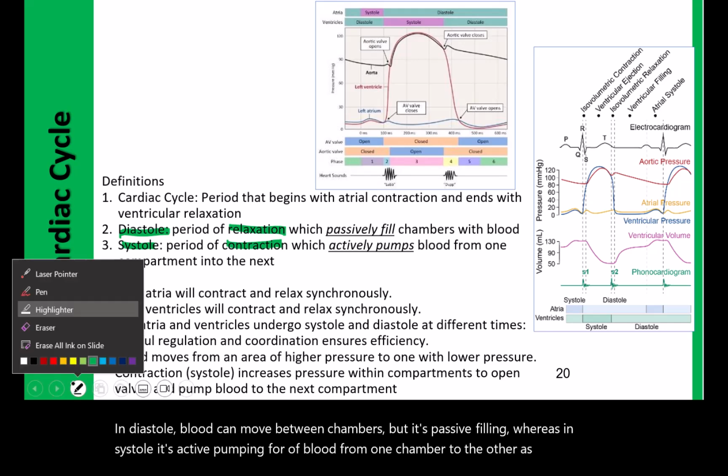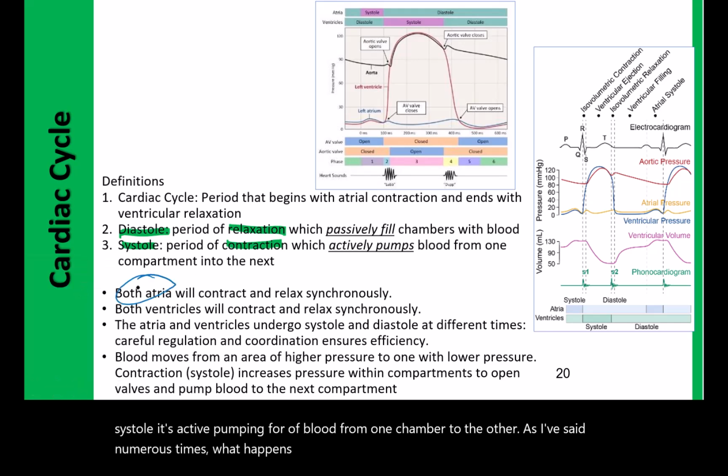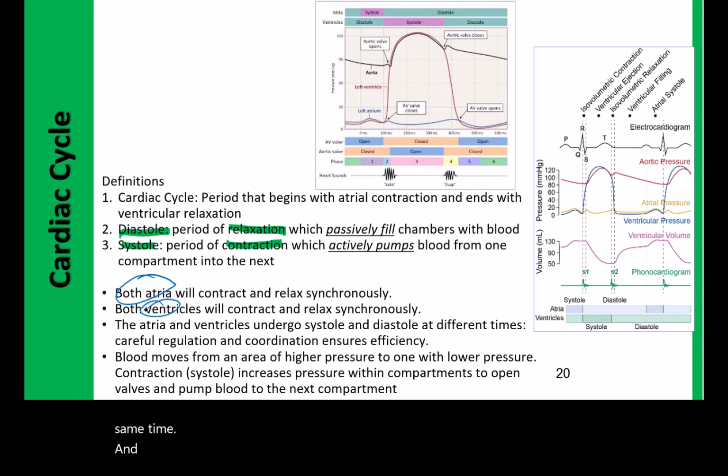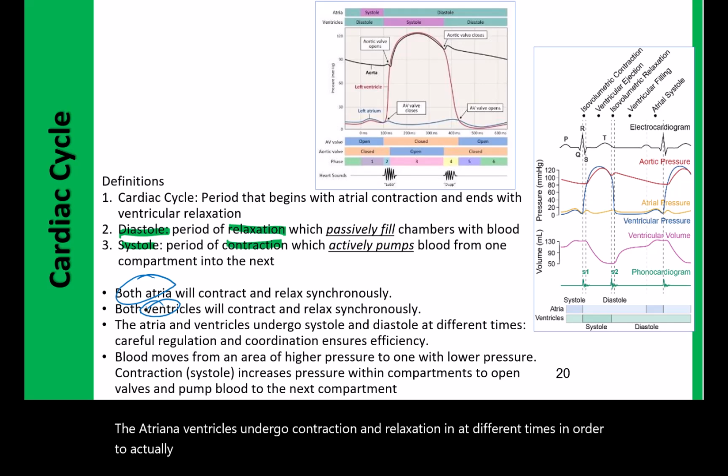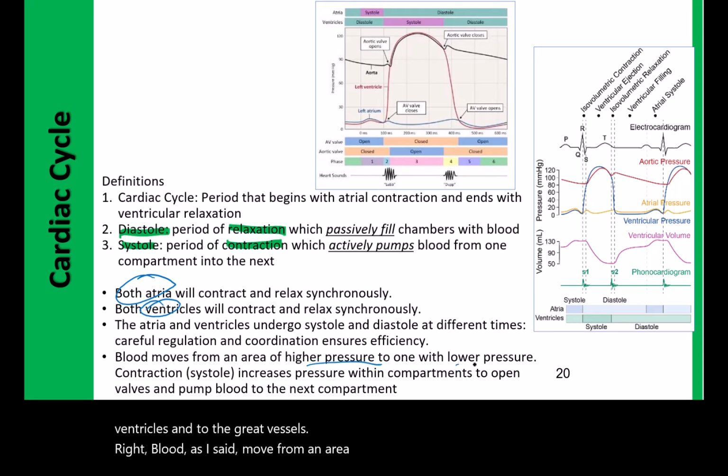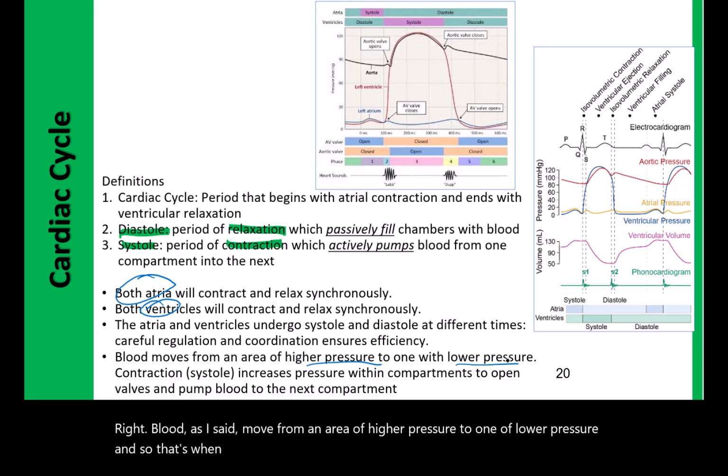As I've said numerous times, both right and left atria will contract and relax at the same time, and both right and left ventricles will contract and relax at the same time. The atria and the ventricles undergo contraction and relaxation at different times in order to move blood efficiently and effectively from the great veins to the atria, to the ventricles, and to the great vessels, right? Blood, as I said, moves from an area of higher pressure to one of lower pressure, and that's when the contraction comes in. When you contract, it increases pressure in order to move blood to the next chamber.